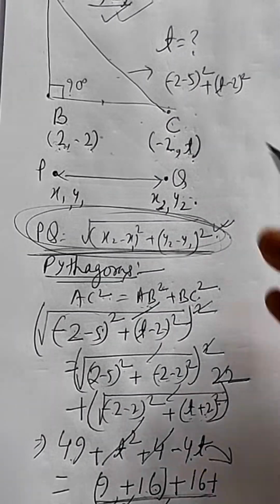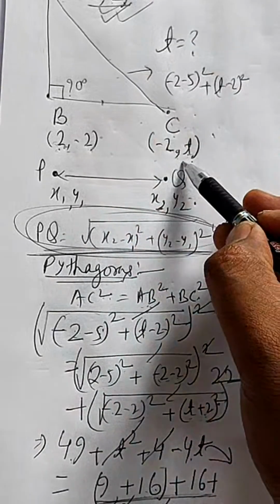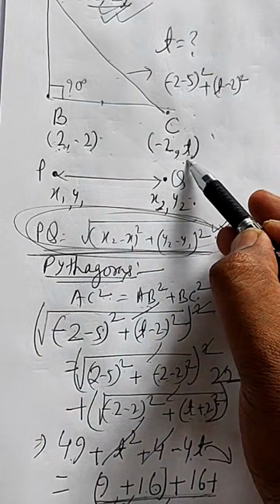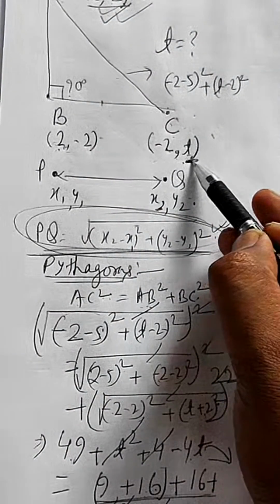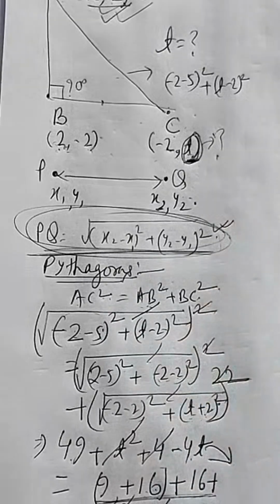So how will we approach it? Let us find it, because the coordinates are given to you, and we need to find the value of t, the ordinate of the vertex C. Okay, this value t needs to be calculated over here, right?